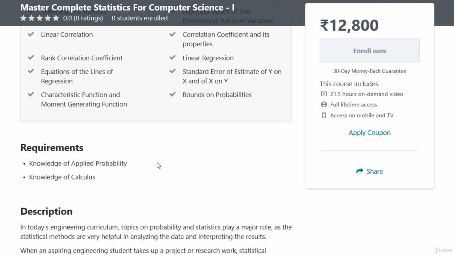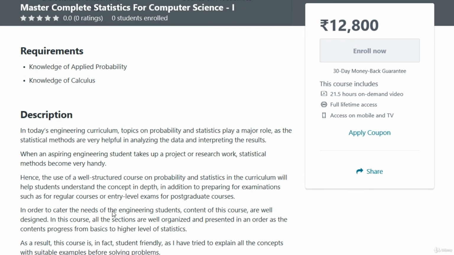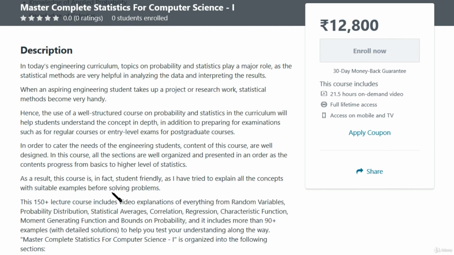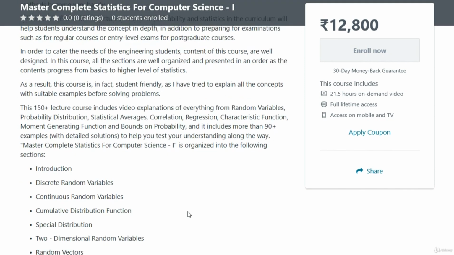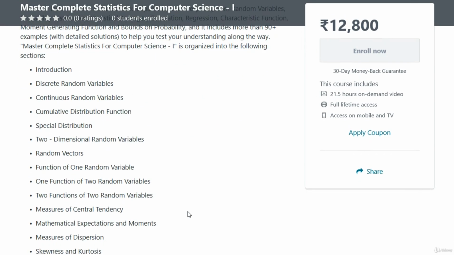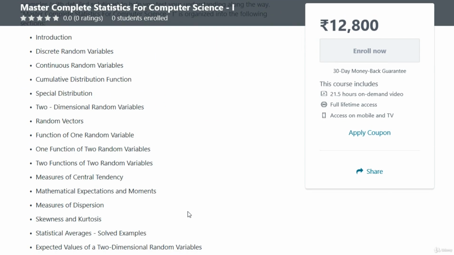Now after the requirements, there's a description of this course, which says what this course is all about, why it is helpful and what the scope of this course is, which you can read. And the course actually contains more than 150 lectures, and it covers topics like we have already mentioned, that is random variable, probability distribution, statistical averages and so on. And there are a total of more than 20 sections in this course, which is mentioned over here.